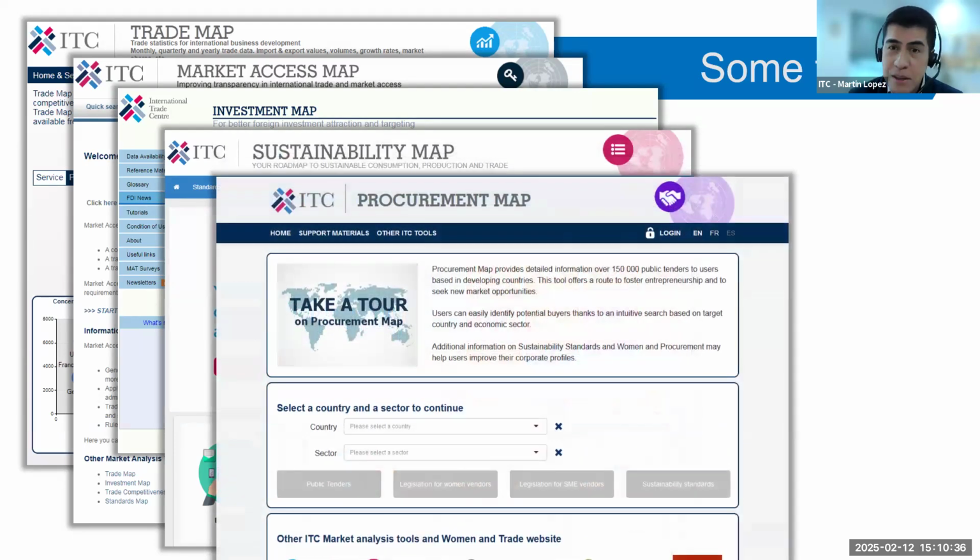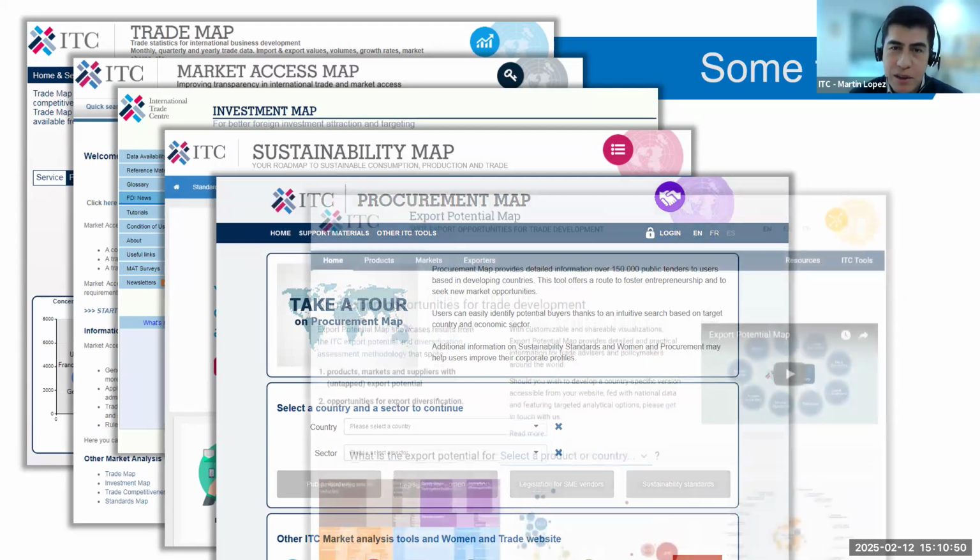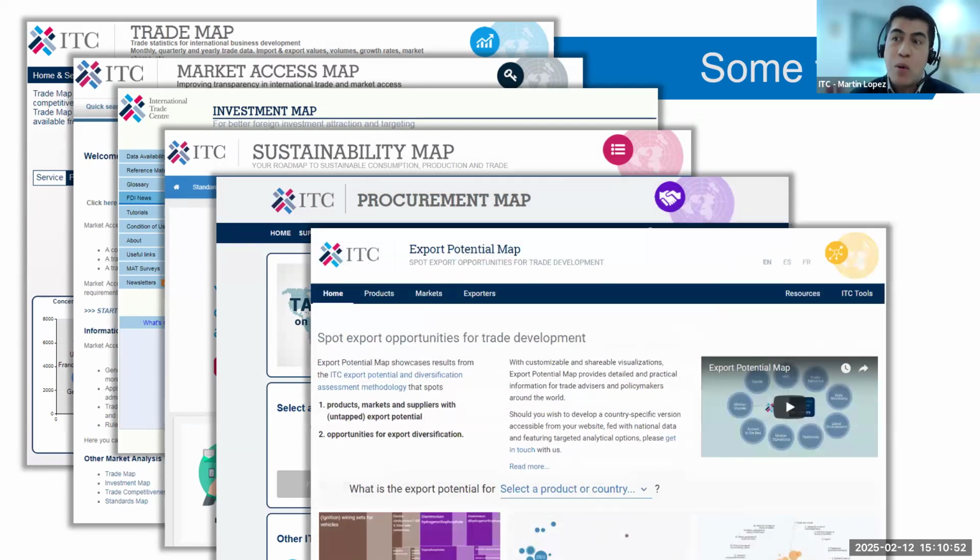There is also Procurement Map, which is a dynamic database that acts as a repository of public procurement announcements that are published by governments around the world. There is also Export Potential Map. We will see this one today. Export Potential Map drives an econometric model that can help you identify promising export products for your country or promising markets for those products that you have already in mind.